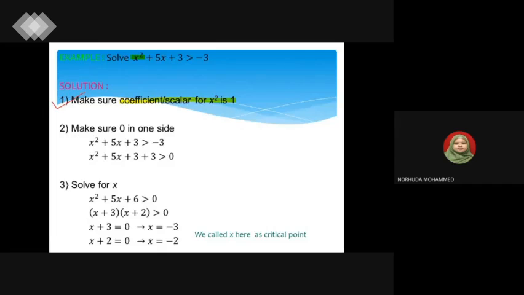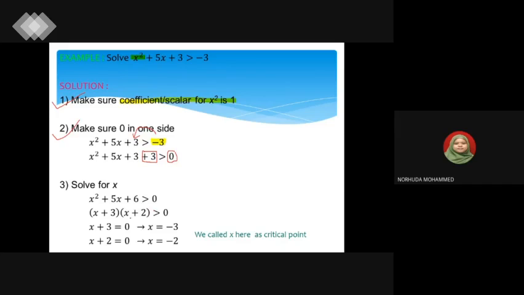Okay, step 2, make sure 0 is on one side. So, negative 3 on our right hand side, we move to the left hand side. After we move, the right side will become empty. Negative 3 will become positive 3. Okay, step 2 finish. Step 3, solve for x.